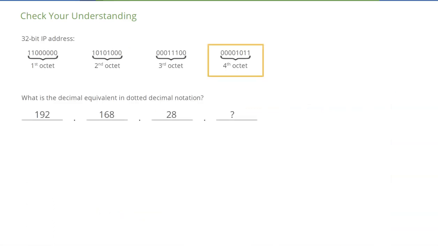Now you need to determine the decimal equivalent of the fourth and last octet. Calculate the decimal equivalent of the binary number on screen and type it into the table. When you are finished, click Submit.